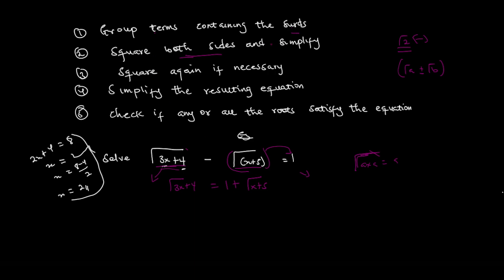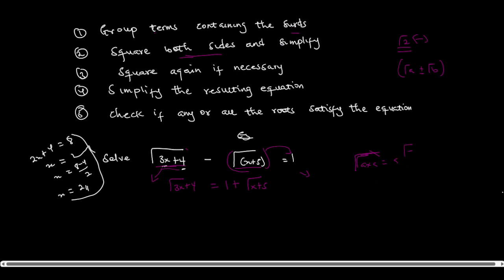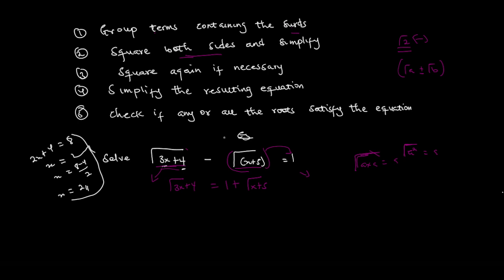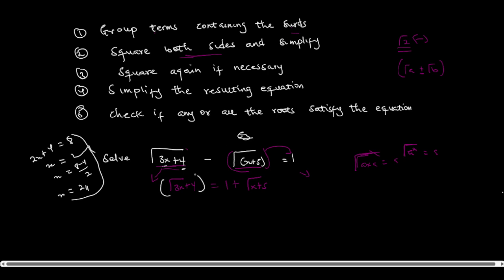Now, what is the next step? Square both sides and simplify, because we are using this property that square root of a squared is equal to a. And if you do that, we'll be able to get rid of the square roots. So let's square both sides. So we square both sides of the equation.